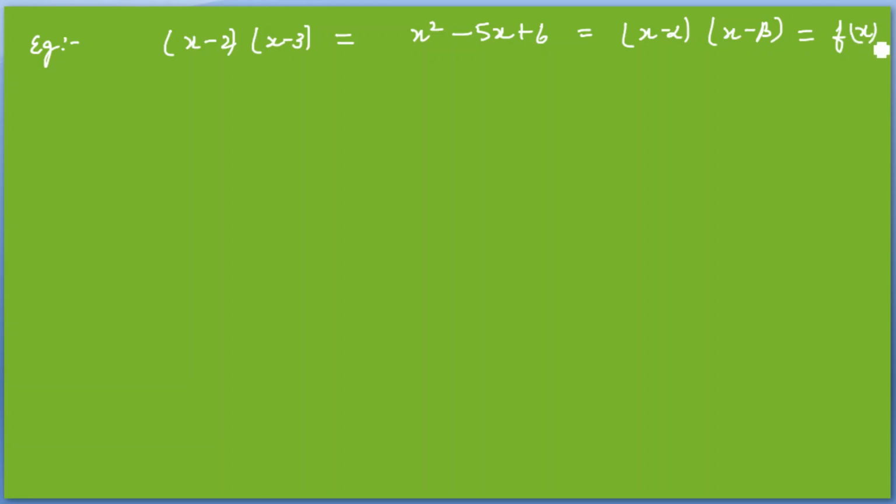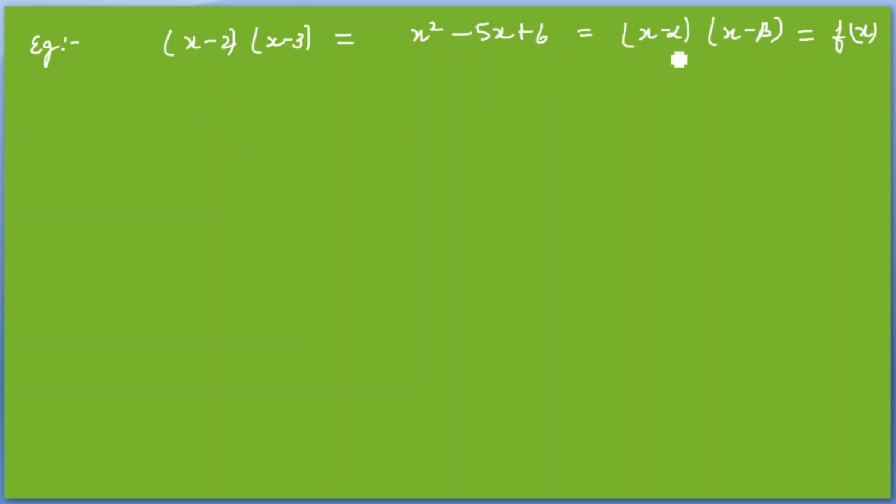So let us assume we have (x minus 2) and (x minus 3), and we can write it as x² minus 5x plus 6. Let us say 2 and 3 are alpha and beta, so we can also write it as (x minus alpha)(x minus beta), and this can be written as f(x). So f(x) is a quadratic polynomial, and we are splitting it into two factors, x minus alpha and x minus beta.